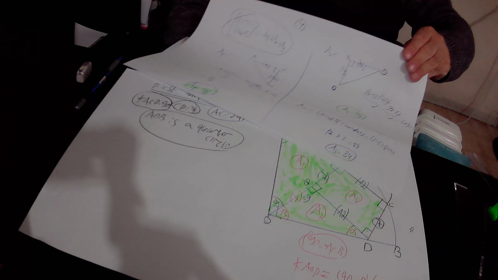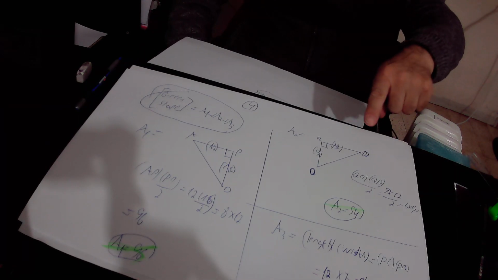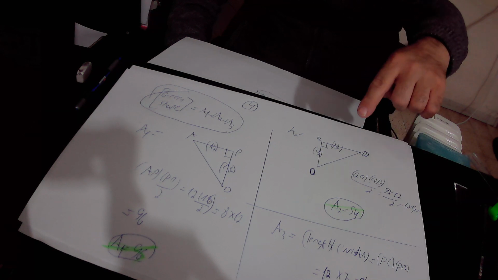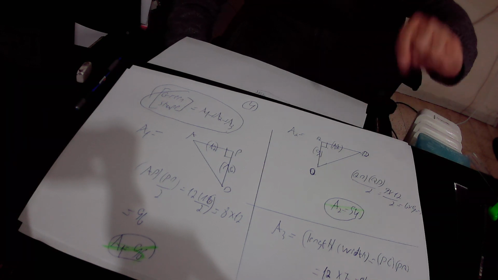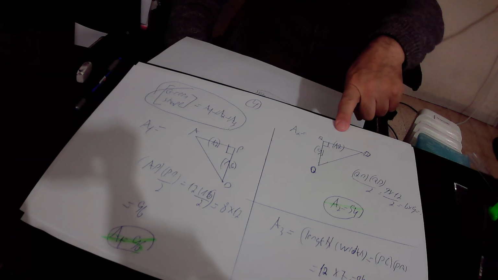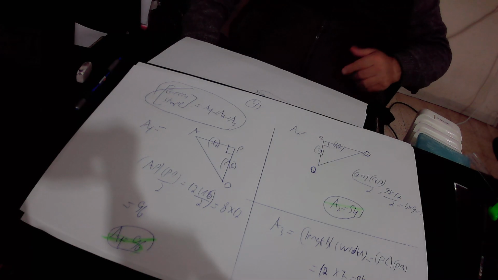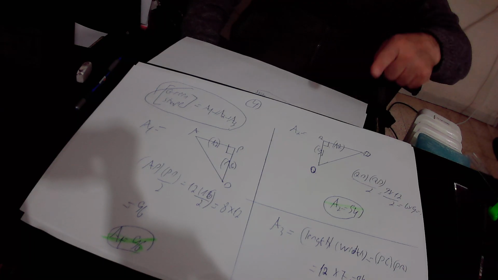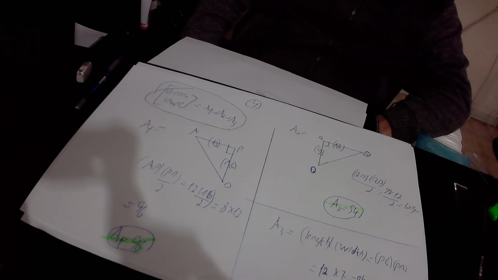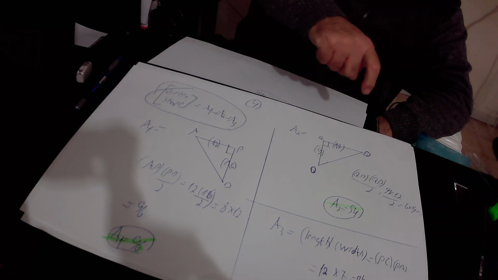Then we found the area of A2. A2 is the area of the right triangle QOD. QD equals 12 units, and QO equals x, that is 9. The area A2, that is actually the area of this right triangle QOD, equals QD times QO over 2.